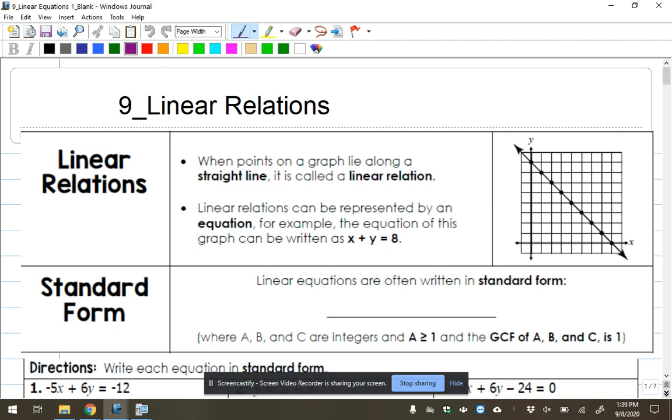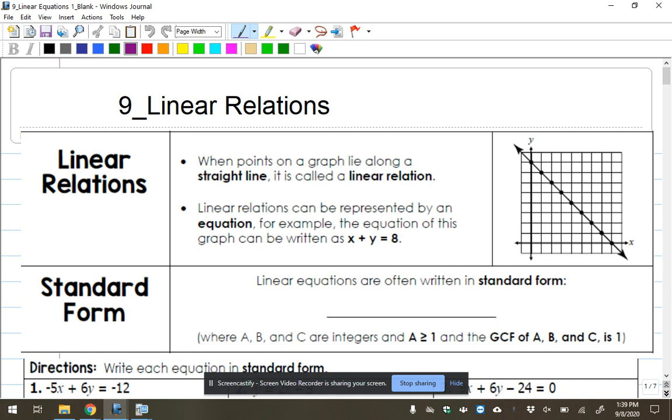Recording going. So a straight line is a linear relation, okay? And it can be written as an equation. For example, this problem over here on the right-hand side of the page is the equation x plus y equals 8. So we can express a graph as an equation. That's a relation. It's a linear relation because it makes a straight line with those ordered pairs that are created there.